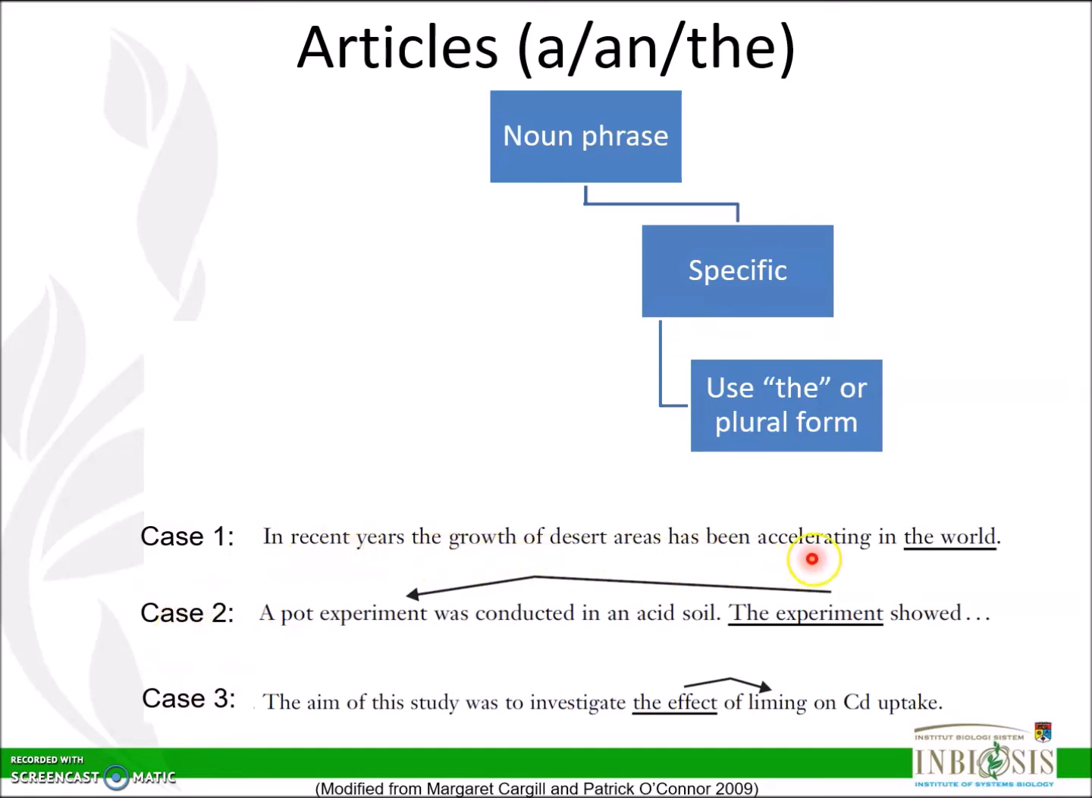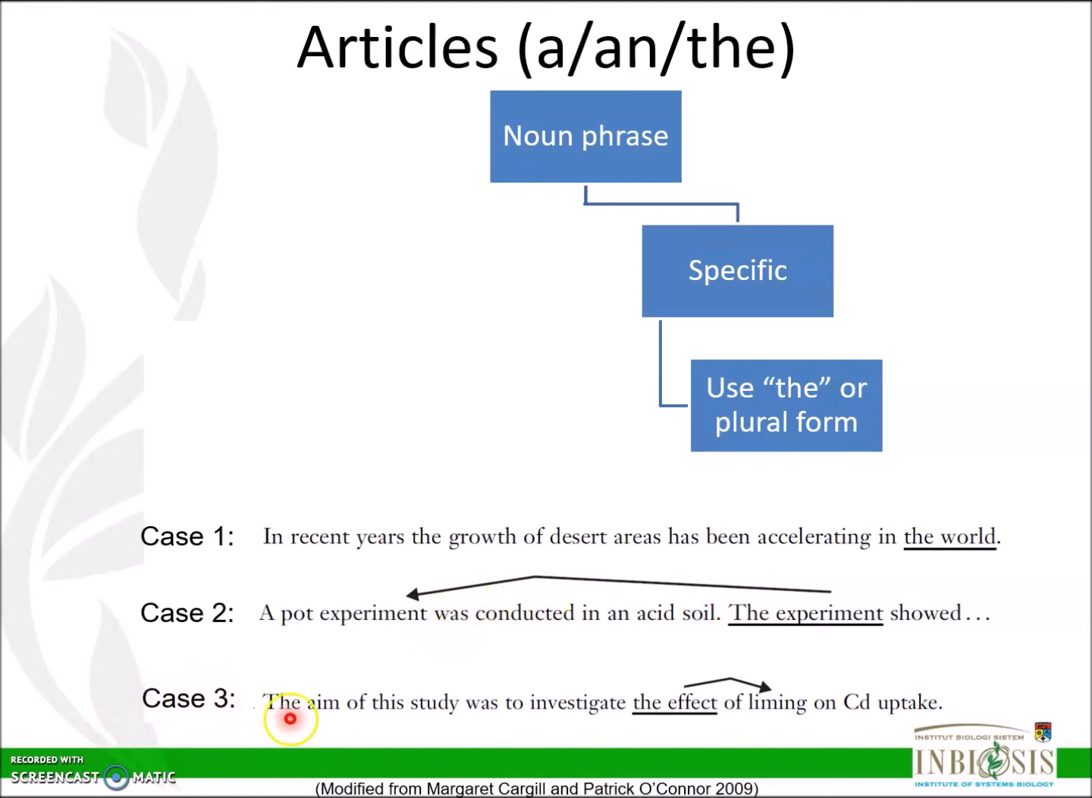In recent years the growth of desert areas has been accelerating in the world. As there is only one world, the word the is used to describe that particular referent. Okay, how about this second example? A pot experiment was conducted in an acid soil. The experiment showed. As you can see, the sentence starts off with a generic statement, a pot experiment. But then, in the second sentence, it becomes specific whereby the is used to describe that particular experiment. The noun phrase now is pointing back to old information introduced in an earlier statement.